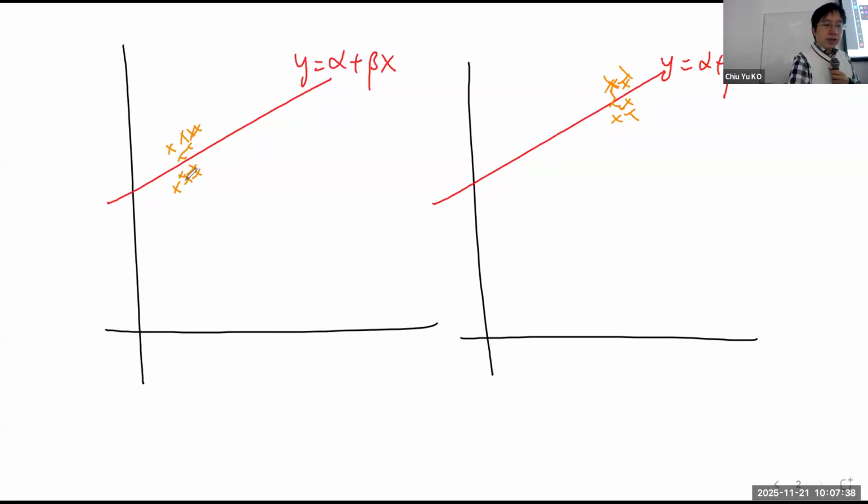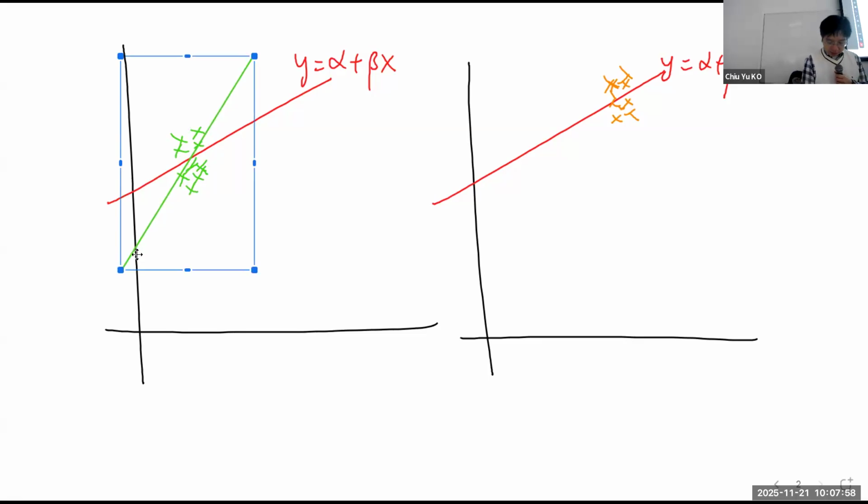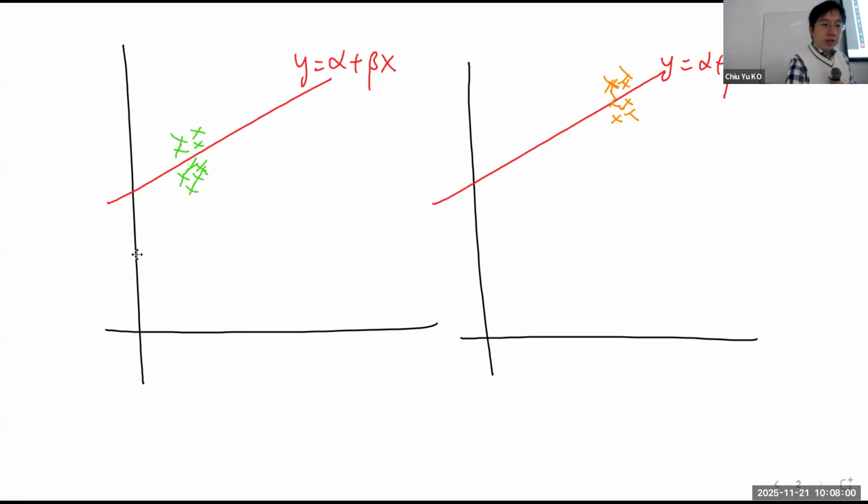So let's use green, to make the description easier. Why would the green one have a lower variance? Let's try to draw a diagram. This may be the line. Suppose you get this data, this is your data. Then what is your best fit line? It will be something like this.